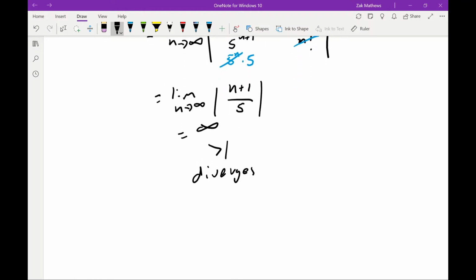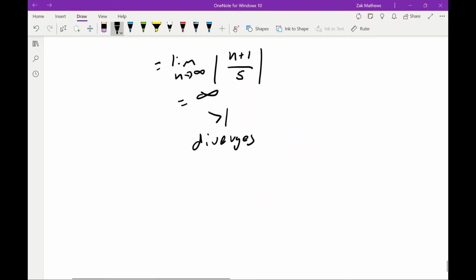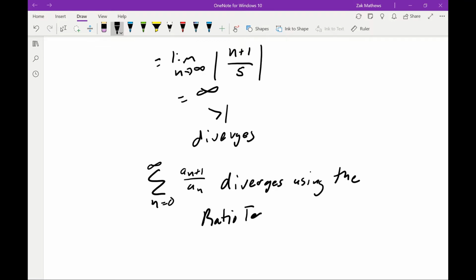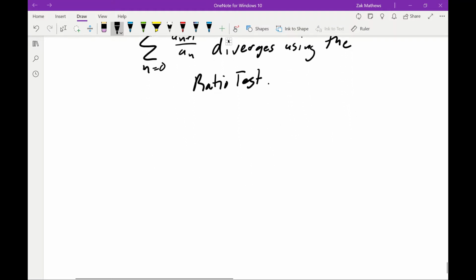So again, we still want to use our words to tell what we're doing. So we took our original problem, the series from n equals 0 to infinity, and took a_(n+1) over a_n, and we know this diverges using the ratio test. So always state what test you're using to reach a conclusion, because that limit was greater than 1. That tells us it diverged, and we were using our ratio test.